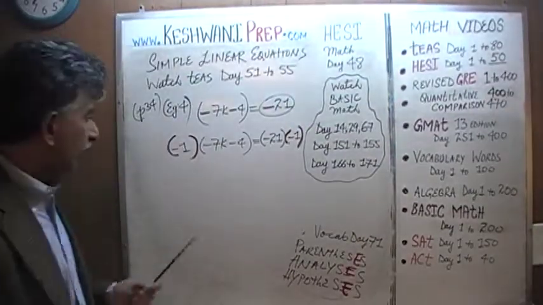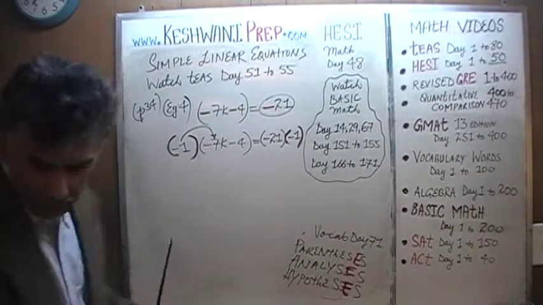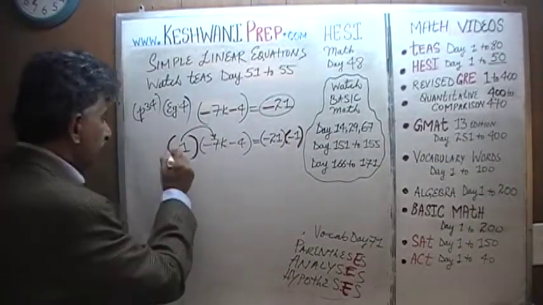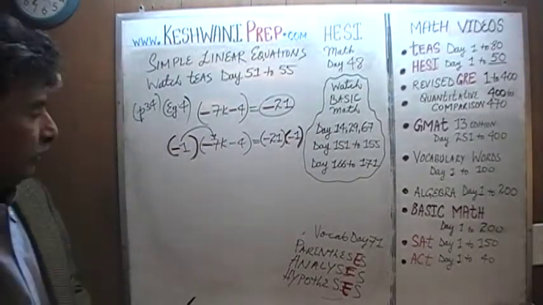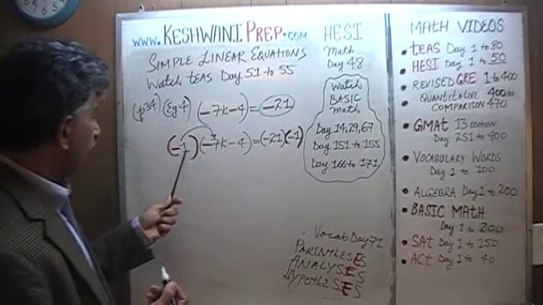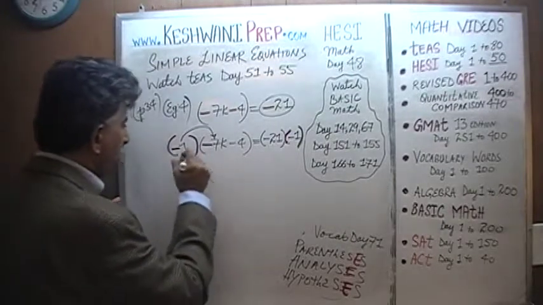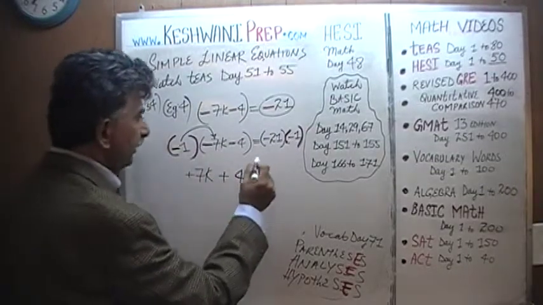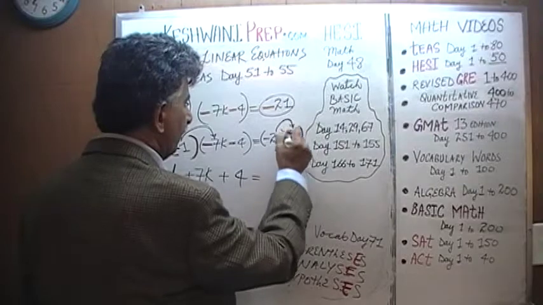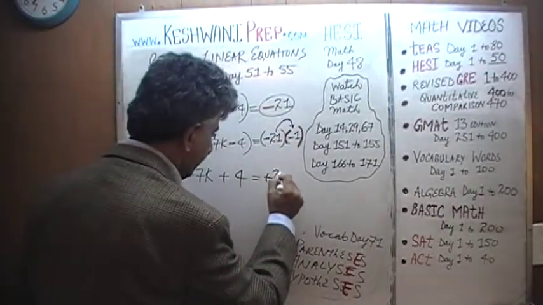And now we just do it out. Negative 1 times negative 7, as you see, negative times negative is going to become positive. That was exactly the whole point. 1 times 7 is 7, so it becomes positive 7k. Again, negative 1 times negative 4 is going to become positive 4. And here, negative 21 times negative 1, negative and negative, will become positive. We'll end up with positive 21.